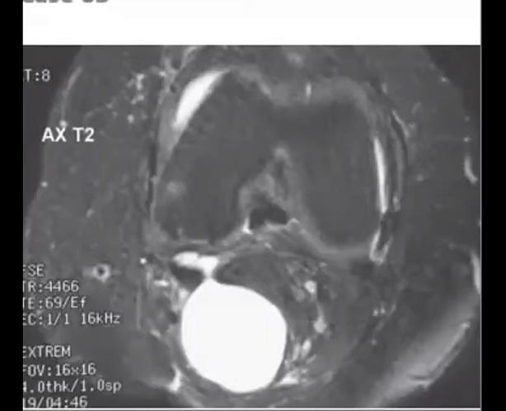We mentioned that the weakness of the posterior joint capsule allows the cyst to be connected with the posterior knee joint. This is how it happens.